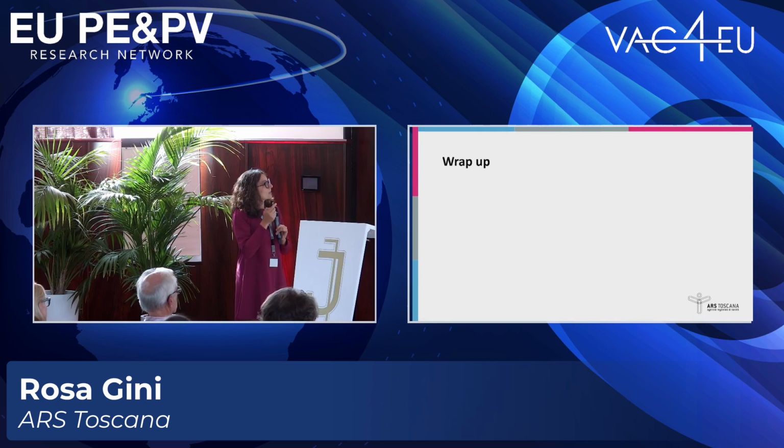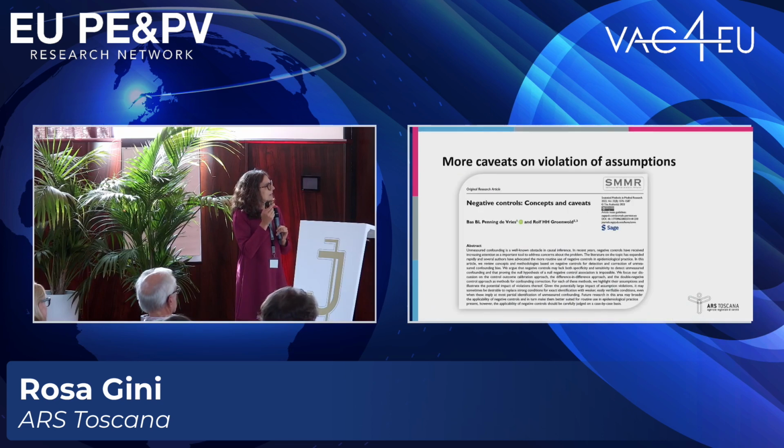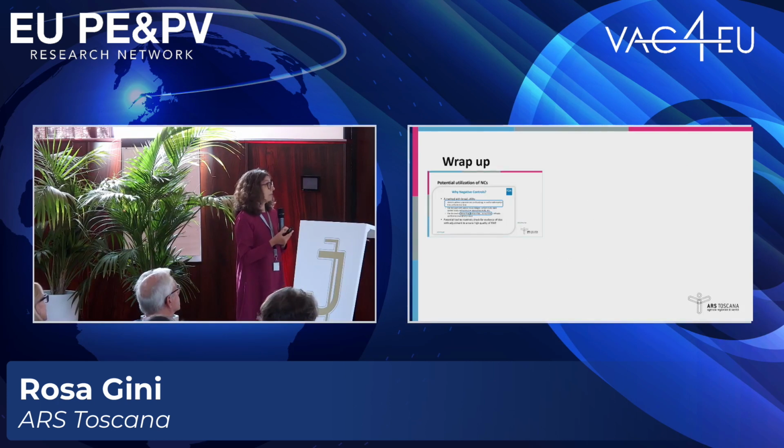Okay, so before wrapping up, I made the wrong order of slides. There is this paper that I also invite you to look at if you wish. So this is the consequences of violation of assumptions of all the methods that we saw earlier, except the last one.